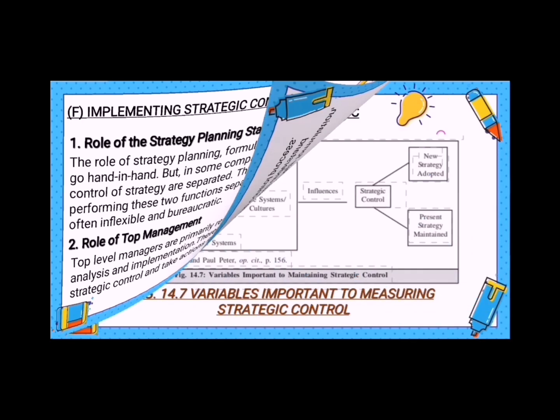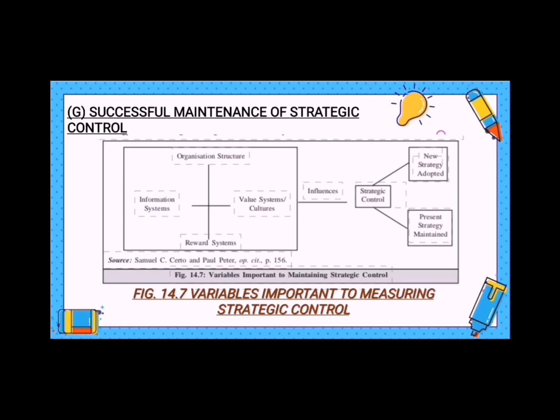Next is letter G. Successful maintenance of strategic control. Successful maintenance of strategic control is important from the long-run point of view. In figure 14.7, it presents the variables that are important to maintain successful strategic control. According to this model, top managers must ensure that 4 interrelated organizational variables are consistent and complementary, and these are organizational structure, reward system, information system, and organizational values system or cultures.